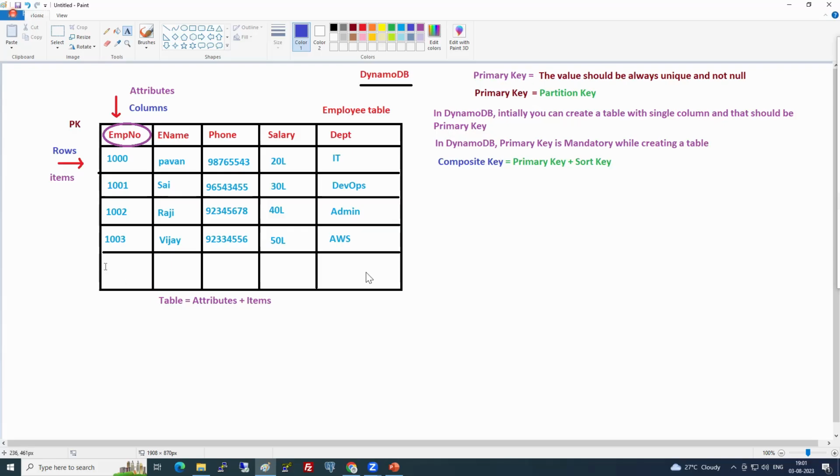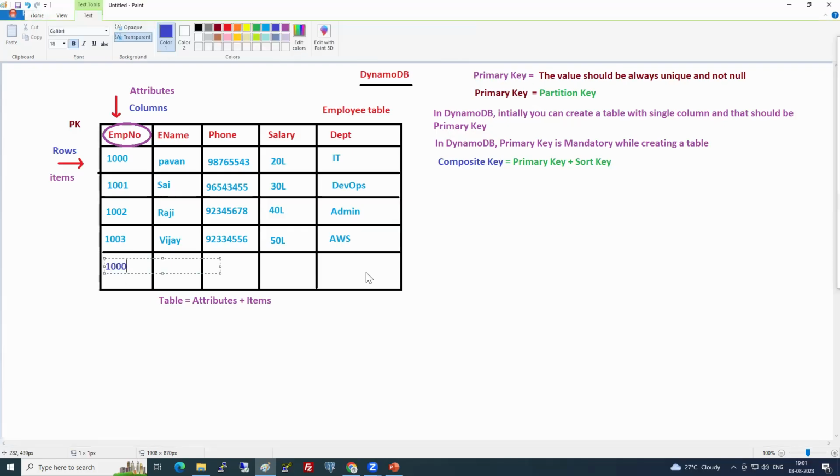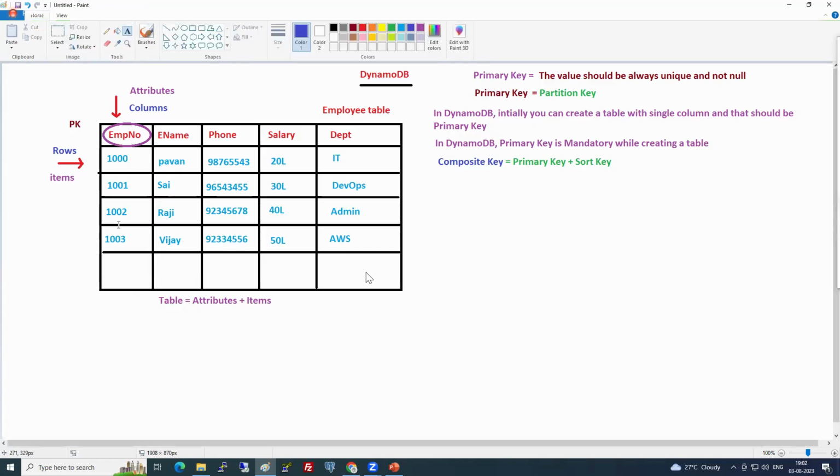Now, based on this table, is it possible for me to have one more 1,000? No, because the column should be unique. 1,000 Pawan is already there. Is it possible to have one more employee number called 1,000? But say you had a very hard requirement that you need to have the duplicate value there. Is it possible? No. But what if you need to have it? If you need the primary column to have duplicate values, you need to use the sort key.